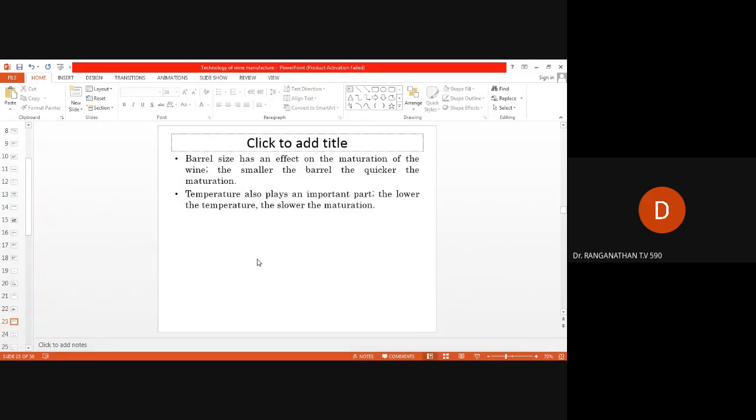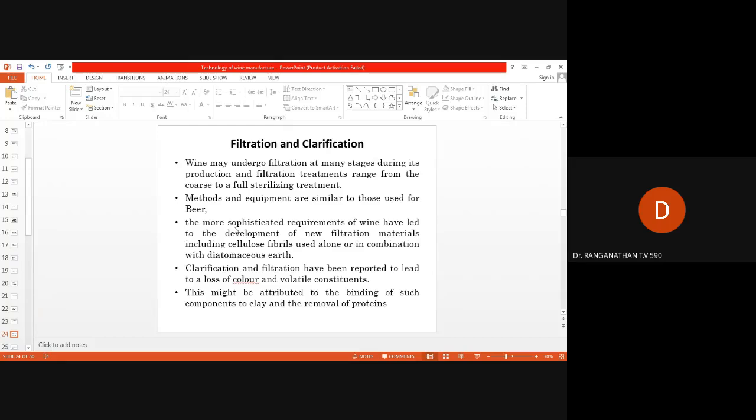So barrel size has an effect on the maturation. The smaller the barrel size, the quicker is the maturation. And temperature, lower the temperature, slower is the maturation. After this, it is subjected to filtration and clarification.